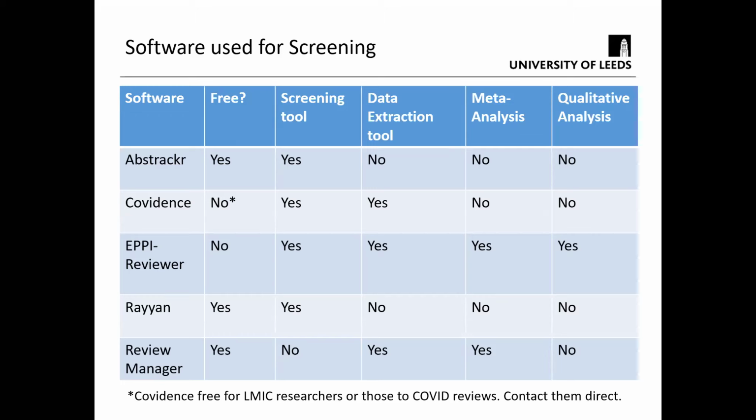Okay. So they all, apart from the Cochrane Review Manager, allow you to do screening, and then a couple of them, Covidence and EPI Reviewer, have some data extraction tools. EPI Reviewer obviously takes you through, allows you to do meta-analysis and qualitative analysis. The Cochrane Review Manager at the bottom allows you to do data extraction and also meta-analysis. So there are options. It's difficult to find something that does absolutely everything at the moment. So we tend to use a mix of different softwares.